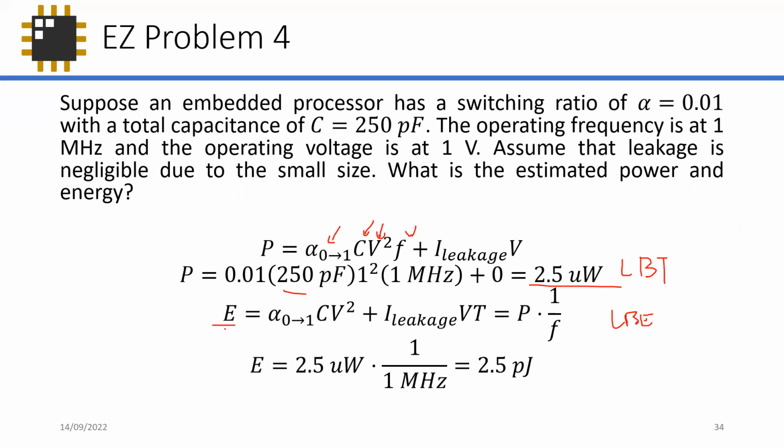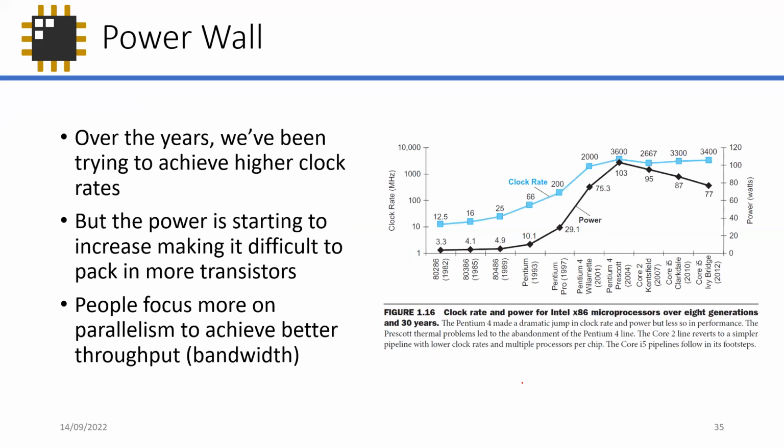If you calculate the energy, you just multiply everything again without the frequency. Again, leakage is insignificant, so you can just take it away, and you get around 2.5 picojoules per switch, I guess, in this math. All right, it's very easy to calculate. Now, here's the thing, though.